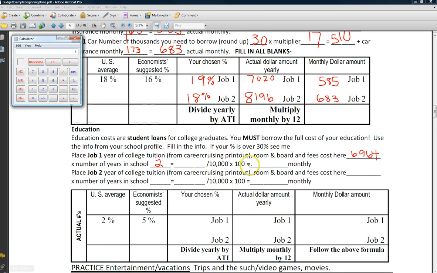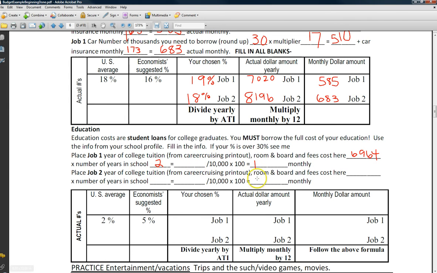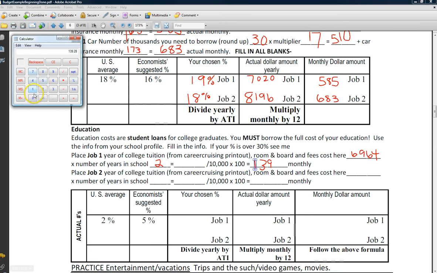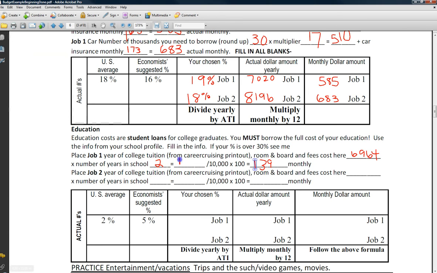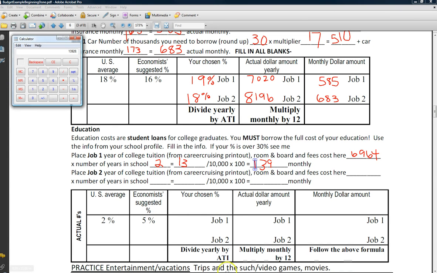Now you have the rest of the formula here. Divide by 10,000 and then times 100. So my monthly payment will be $139. All right, I didn't write it out, so 6,964 times 2 equals 13,928.